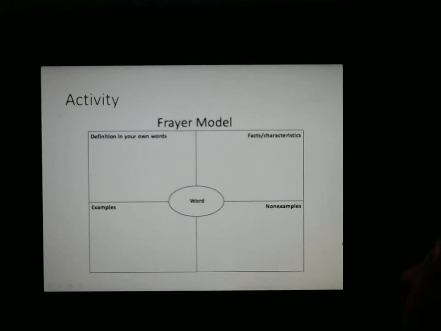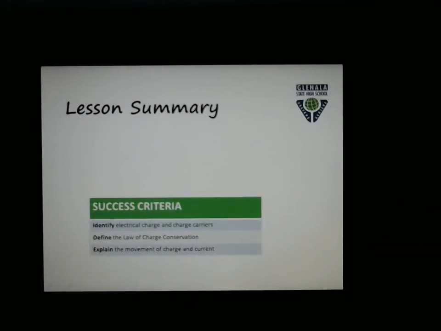So, in this video, we have learnt the following. We have looked at the concept of charge and charged particles. We've looked at the law of conservation of charge as a good reminder to keep in mind. And finally, the concept of current as the movement of charge.